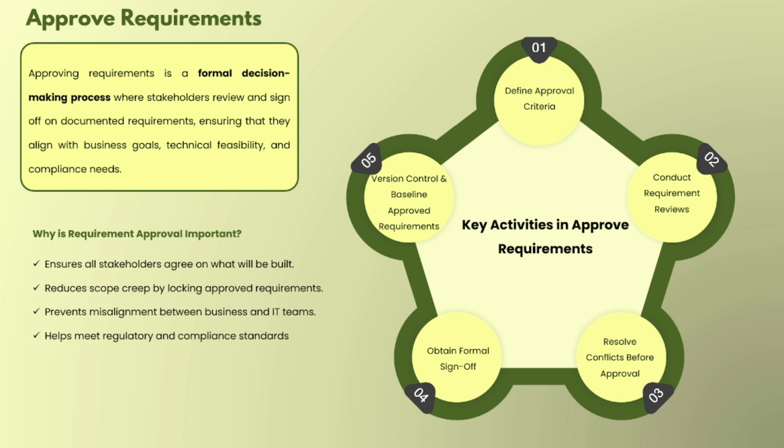And finally, now let's check key activities to approve the requirement. These are like steps or key activities that we need to identify, check, and take care of before we approve any requirement. So first is define approval criteria, then conduct requirement reviews, then resolve conflicts before approval, then obtain formal sign off, and then once it is approved, version control and baseline the approved requirements. So now let's check each key activity in detail.